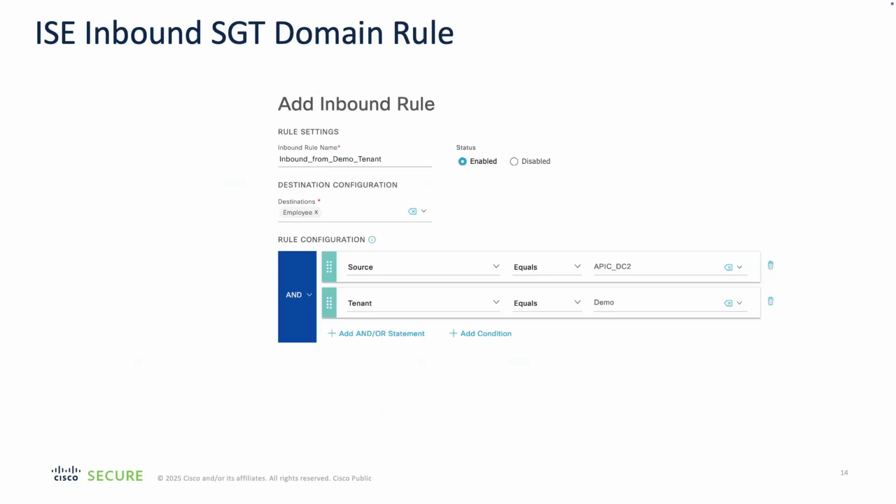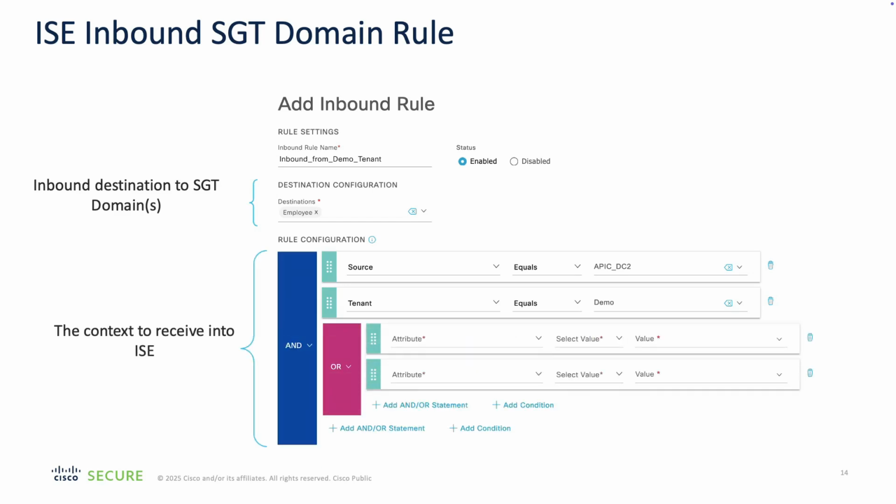So that's where this comes in, where we're having this inbound domain rule in ISE. If we're connecting to ACI, then which SGT domain do we want to bring bindings into? This is part of the configuration in our inbound rule. We give it a name, and then we say, what is the destination? When we're bringing them in, what is the SGT domain we want to bring these bindings into? In this case, I've just set the employee domain.